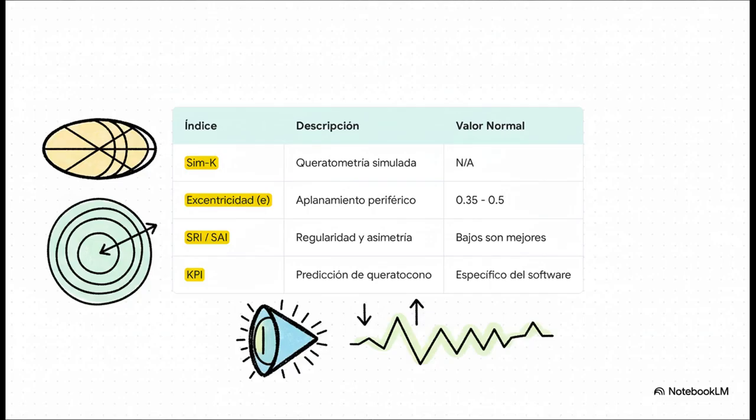SimK is your simulated keratometry. Eccentricity, or the E value, tells you how quickly the cornea flattens from the center to the periphery. Then we have indices that quantify the smoothness of the surface, like the Surface Regularity Index, SRI, and the Surface Asymmetry Index, SAI. For these, lower is better. Finally, you have screening indices like the Keratoconus Prediction Index, KPI, which are software-specific tools.